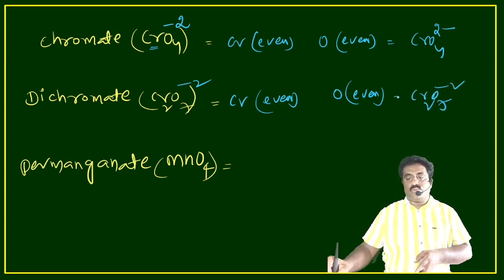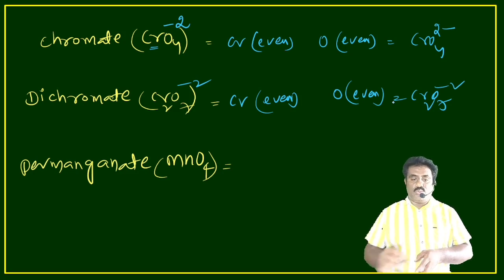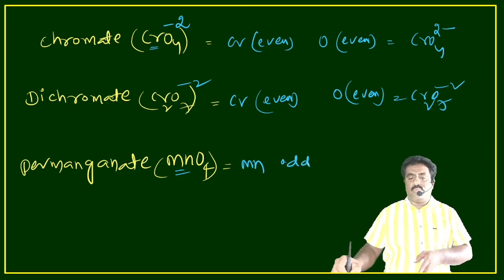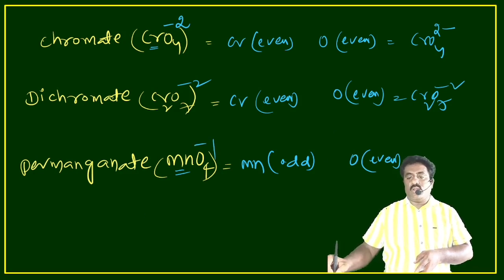Cr2O7 minus 2, negative 2. So permanganate. Manganese belongs to what? Manganese is odd. Oxygen is even. So it is odd and even. What is the charge? Charge equal to negative 1. MnO4 minus 1, permanganate.